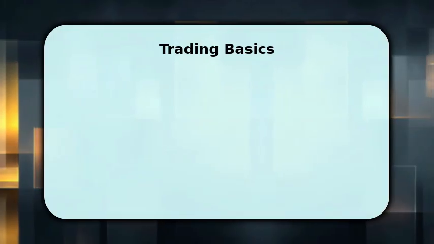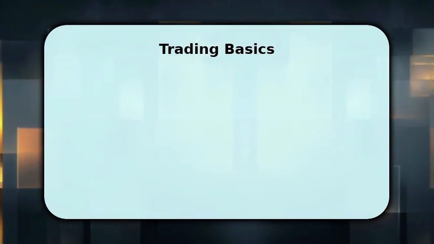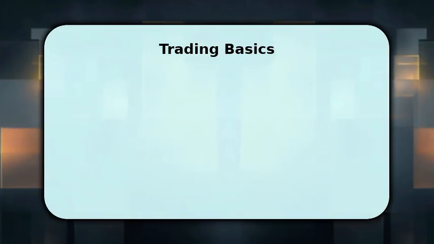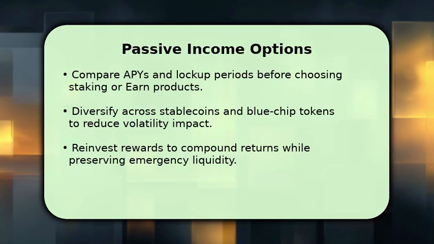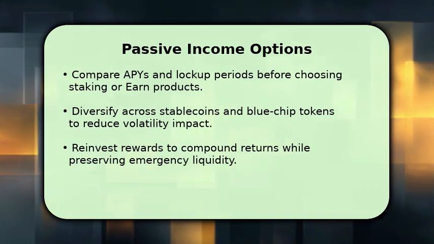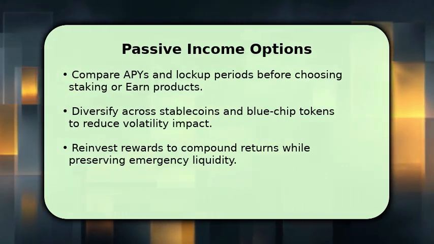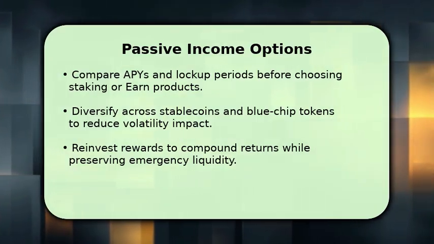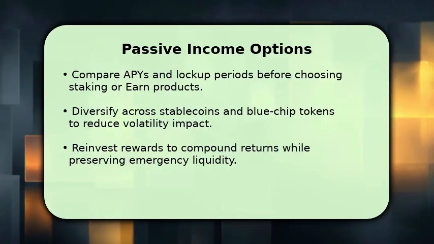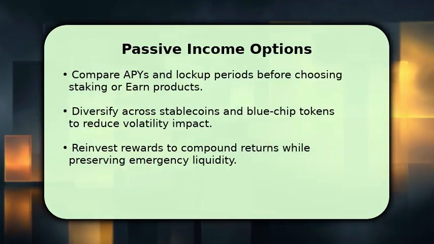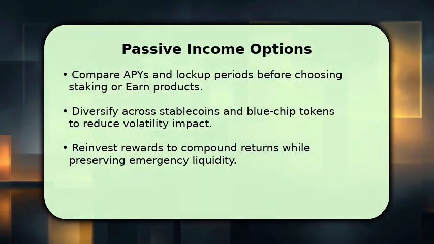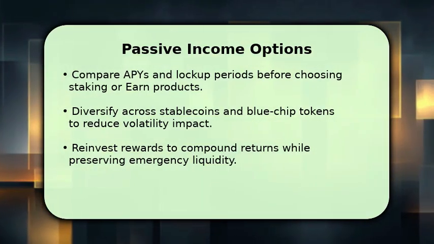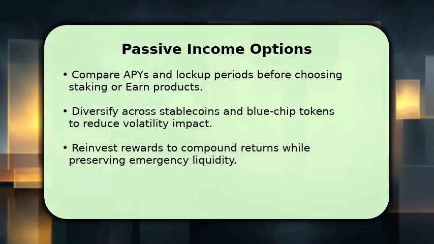Focus on passive Kucoin options like staking, Kucoin Earn, and lending to create steady income streams without constant trading. Compare APYs, lockup periods, and withdrawal rules before committing funds. Diversify across stablecoins and top blue-chip tokens to reduce volatility risk. Reinvest rewards to harness compounding, but maintain emergency liquidity. Review platform promotions and referral bonuses occasionally.